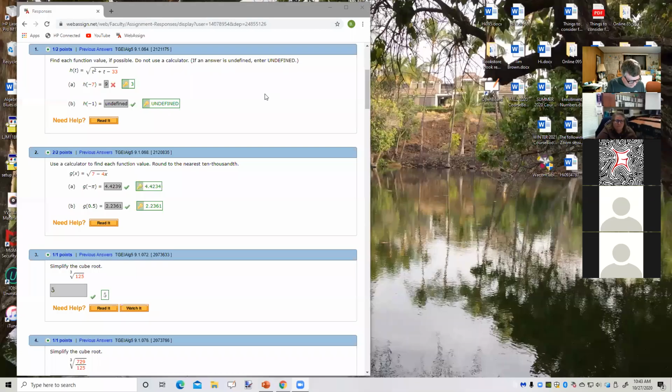So we're looking at problem number 1, part A. It says, find each function value if possible. Do not use a calculator. If the answer is undefined, enter undefined. And this is back where I said I disagreed with the author. I would have said there's no solution, but because that's the option they're giving, if you think it's undefined, you can see here that part B, they've said it's undefined.